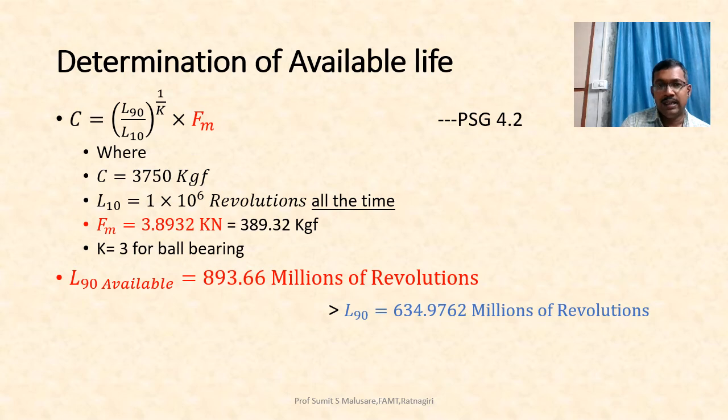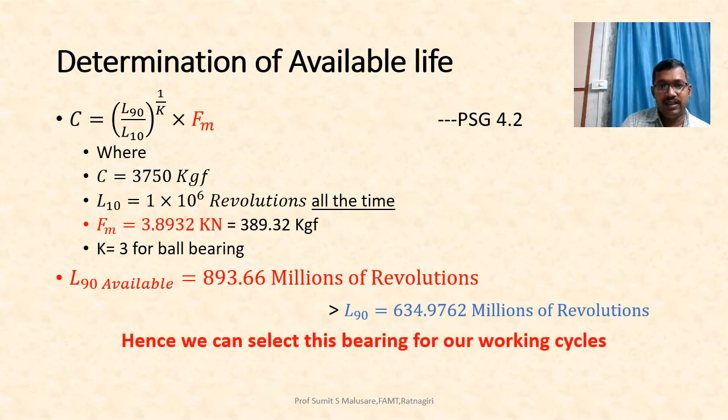It means that we can select the bearing SKF 6016, which will give an available life greater than the required. So this completes the second part.